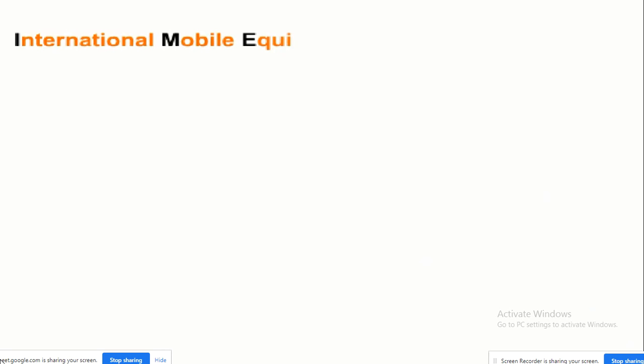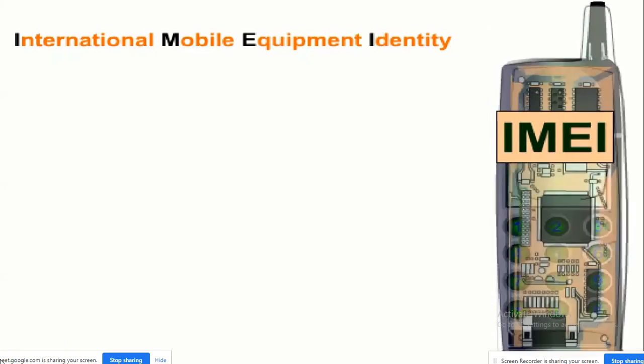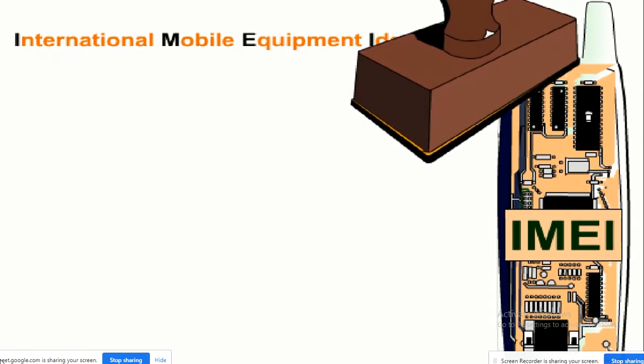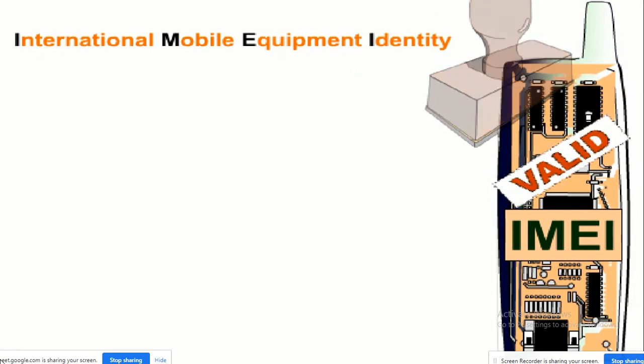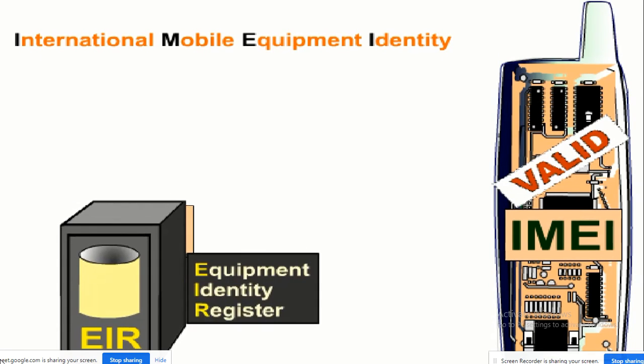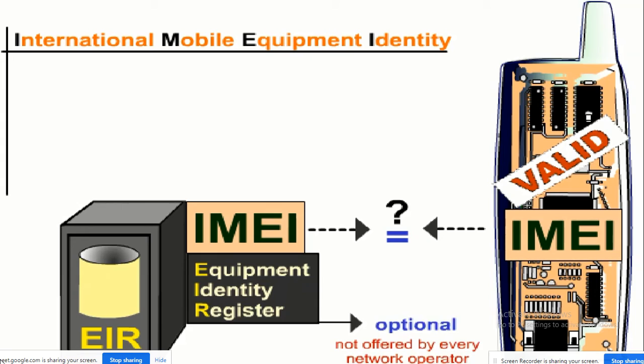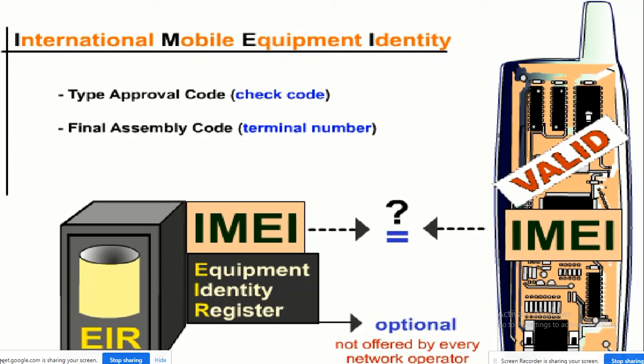The International Mobile Equipment Identity, IMEI, is stored on the hardware of the mobile station and is used to identify the relevant terminal. In the Equipment Identity Register, EIR, the same number is stored to check number compliance. This equipment check is optional in GSM, and not every network operator offers this service. The IMEI contains a check code, a group code, a terminal type approval code, an assembly code, and a serial number of the mobile station.